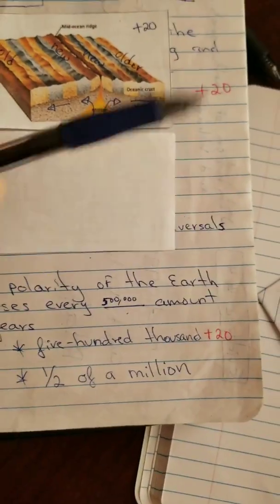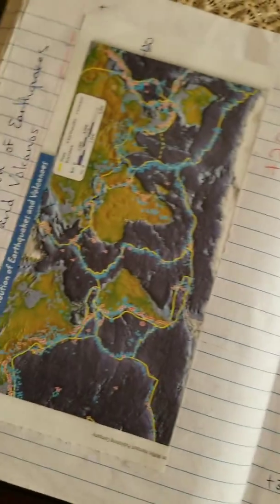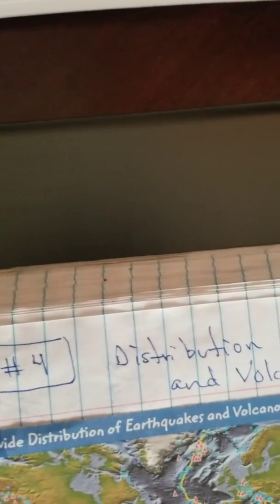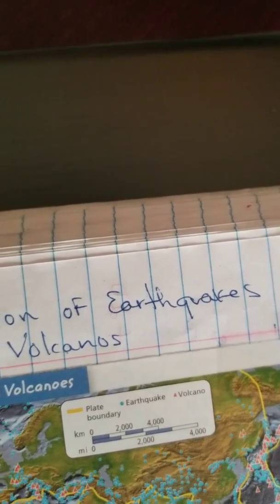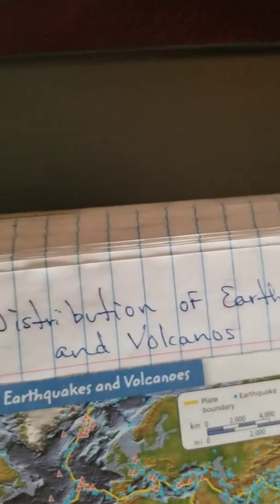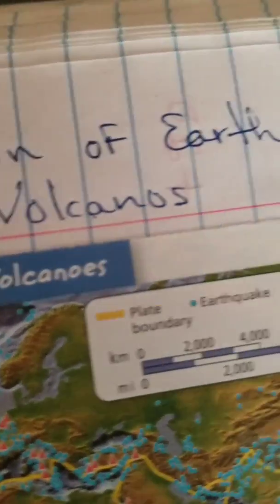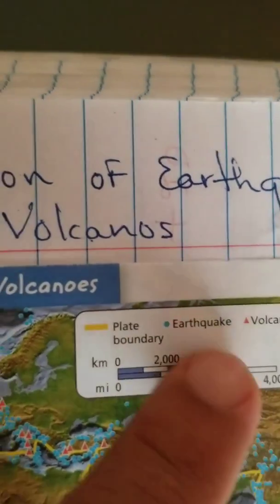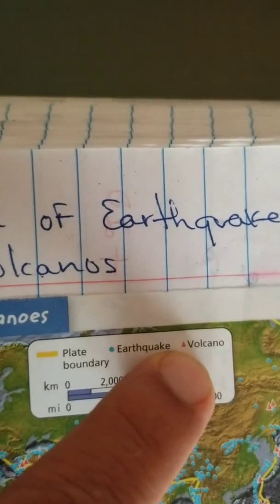Okay. Now the last one, like I said before, this is evidence number 4. And evidence number 4 is the distribution of earthquakes and volcanoes. And by the way, it is not a coincidence. Let's take a look at what the key says. Over here, the earthquakes have a little blue dot, and the volcanoes are going to have a red little triangle.